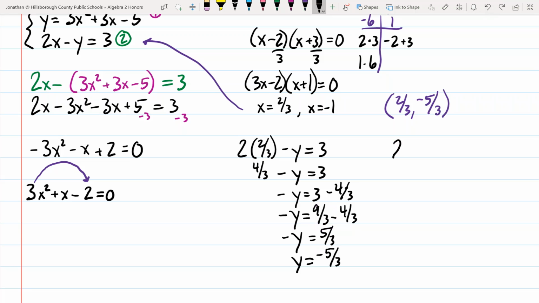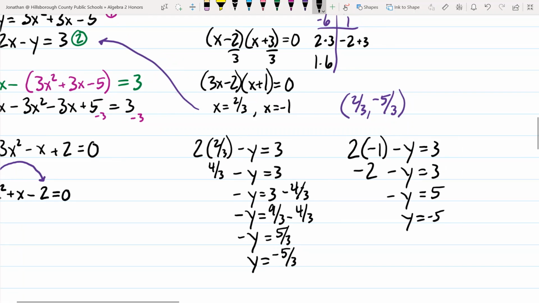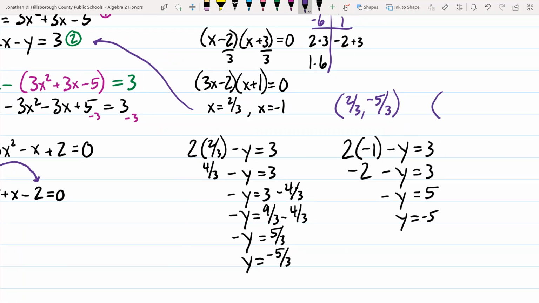Second one, 2 times negative 1 minus y equals 3. This will work out a little nicer. Negative 2 minus y equals 3. So when I add that 2 over, I will get 5. Y equals negative 5. My second answer, negative 1, negative 5. Okay.